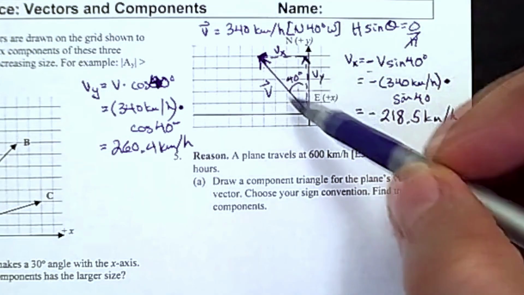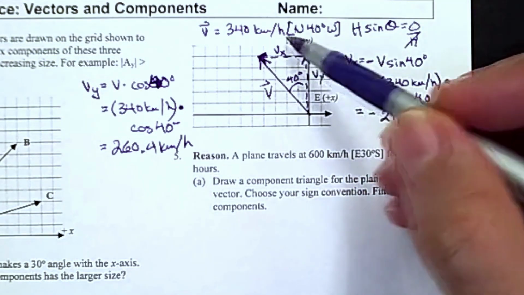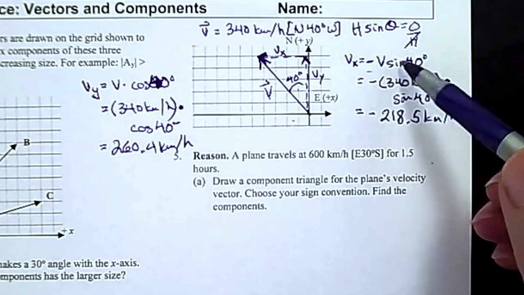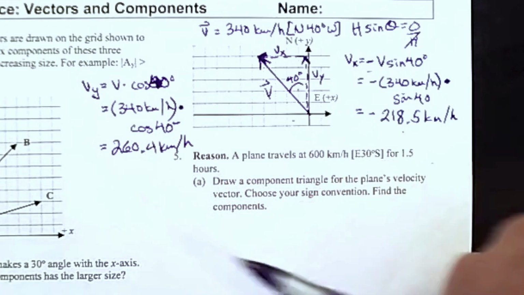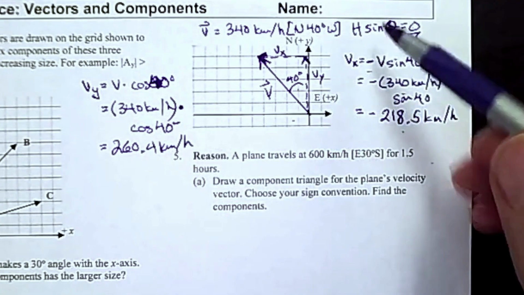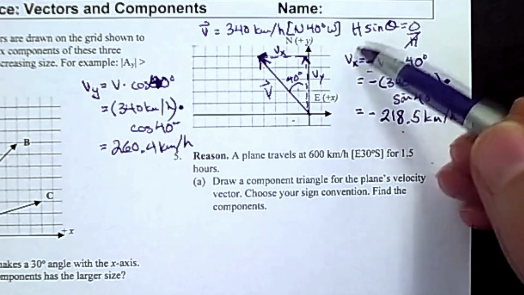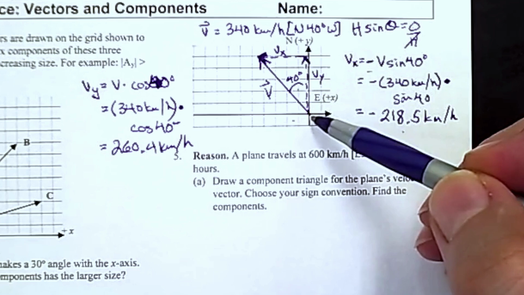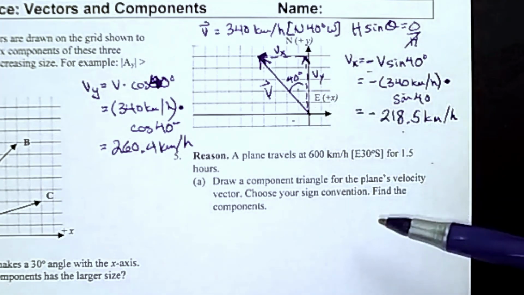So we started with the original vector, we drew its component triangle, and then we used our triangle math to find its x and its y components. Our angles are always positive quantities, so we have to put in the minus signs if we know a component is in the negative direction of our coordinate system.